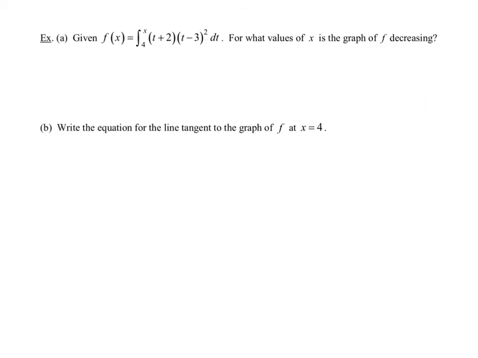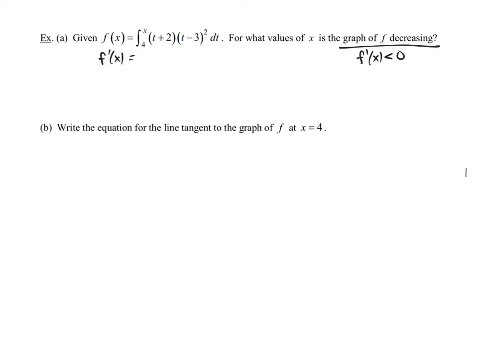Okay, on this next example, we're given a function f of x that's defined as an integral and asked to determine the values of x at which the graph of f is decreasing. And so we should remember from earlier chapters that that means that f prime of x needs to be less than 0. So our first objective here is to figure out what f prime of x is.